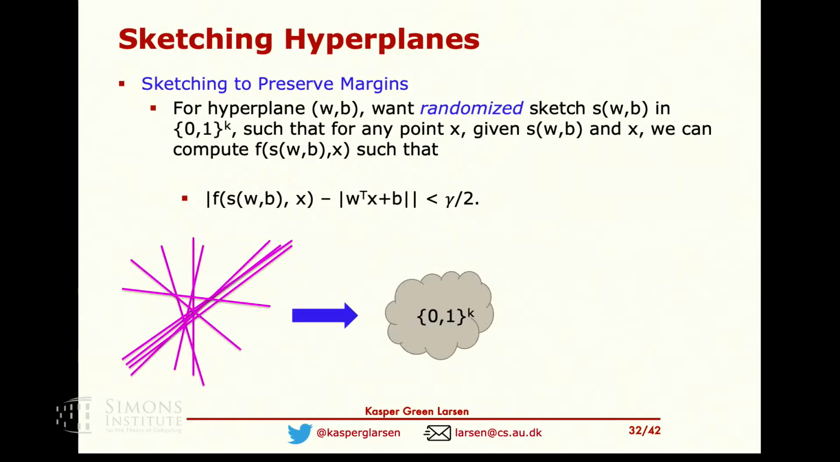But basically the main idea is, in some sense, we'll take all these different hyperplanes and then sketch them into one of these few bit strings. And in some sense, these bit strings will be our discrete set of hypotheses that we're looking at.